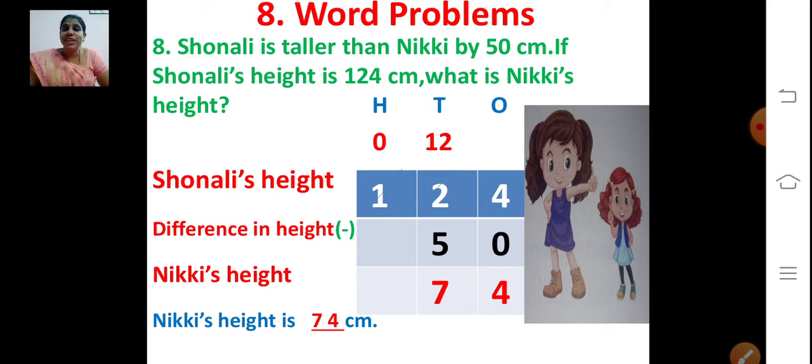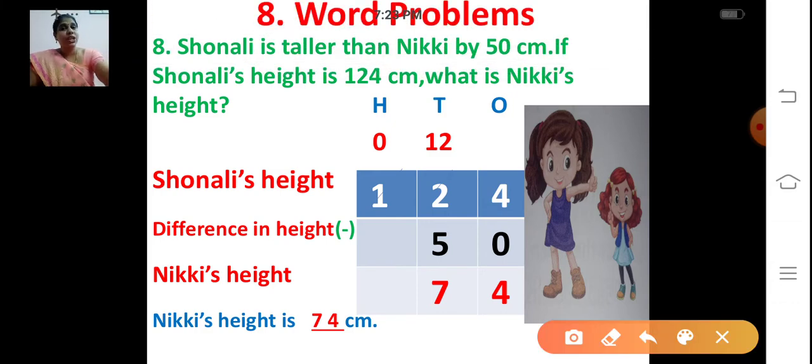Now we are going to find out Nikki's height. Shonali is only taller, and we know the difference between them. So now we are going to subtract these two. 124 minus 50. How will you subtract these two numbers? Where do we have to start? We start from the ones place. 4 minus 0, yes, 4. Write it down.